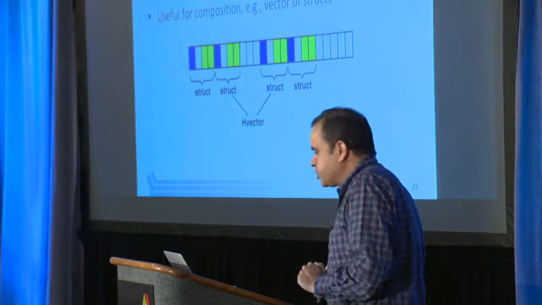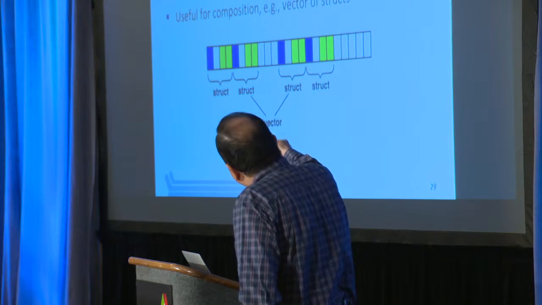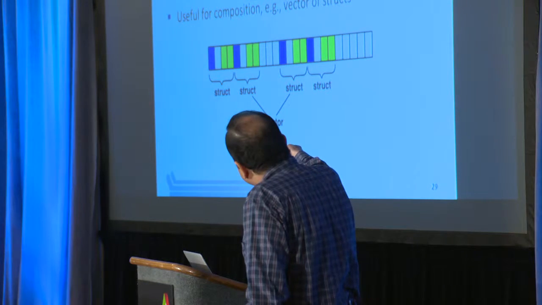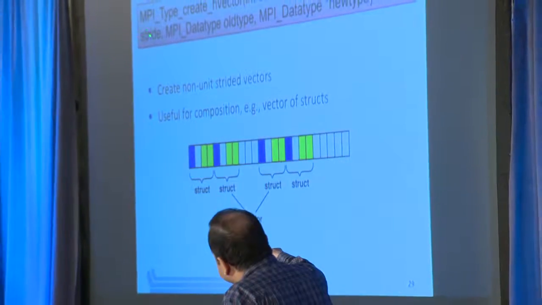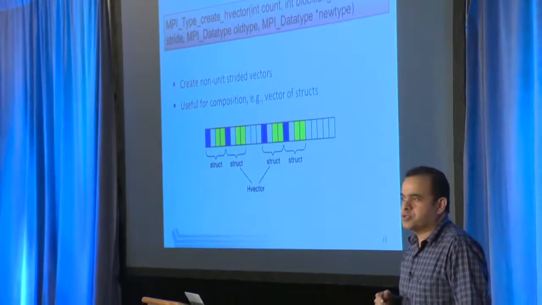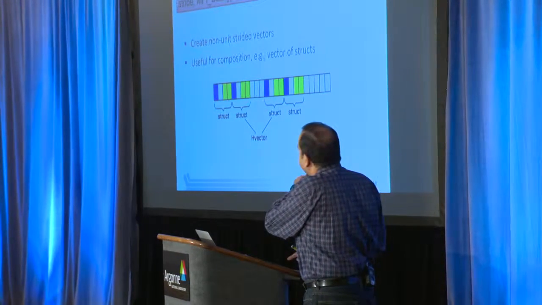The next function makes it a little more general, and the stride here is not defined in terms of the number of old types. It is in bytes. So it could be a fraction or something in between a unit of a type. That's the only difference, and it's called MPI H vector. And this parameter, which was an integer parameter, int stride, in the previous case, is defined to be MPI A int.